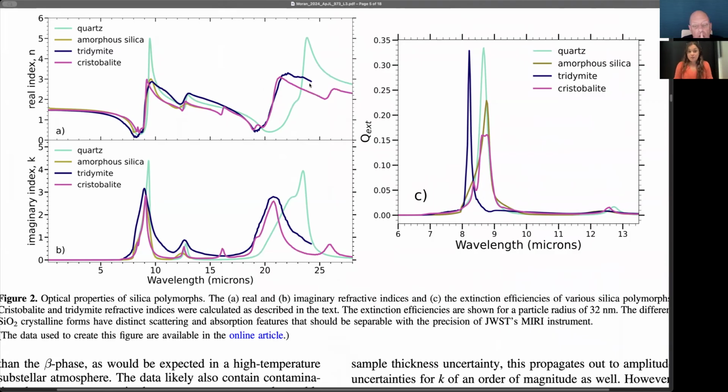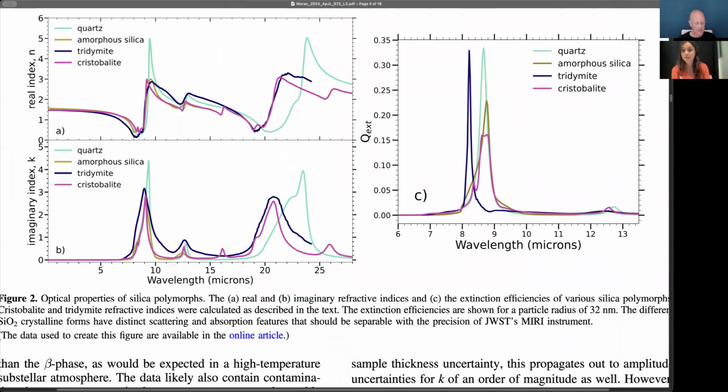You can kind of see the peaks are in different places, and the strength of the features are in different places. They're soft, but they're there, particularly at longer wavelengths, which we can talk about later. The real region to focus in on here is that 8 to 10 microns.